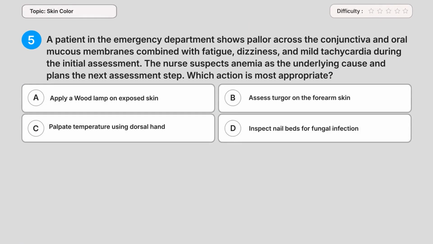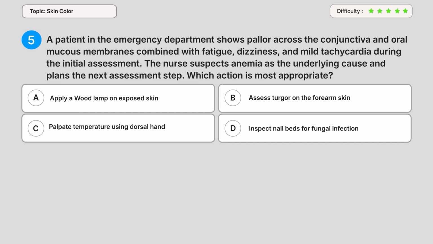5. A patient in the emergency department shows pallor across the conjunctiva and oral mucous membranes combined with fatigue, dizziness and mild tachycardia during the initial assessment. The nurse suspects anemia as the underlying cause and plans the next assessment step. Which action is most appropriate?